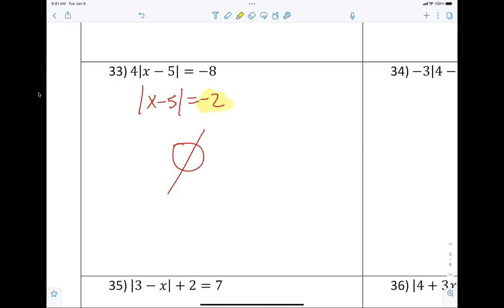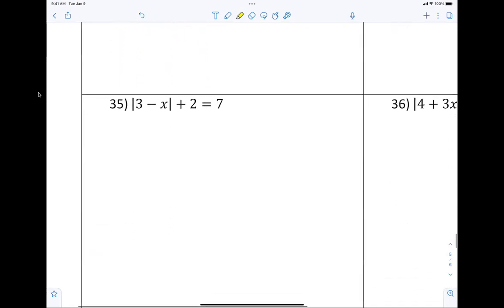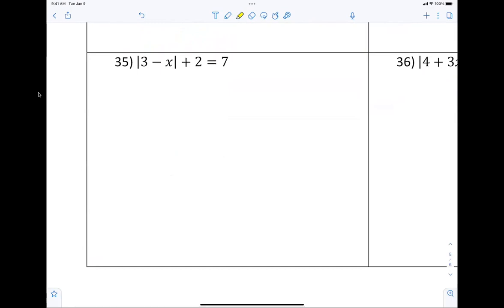All right. Now, for question number 35, we're still isolating. So I need to do what first? Yes, 3 minus x equals 5. Now you write them twice. 3 minus x equals 5. 3 minus x equals negative 5. Right?